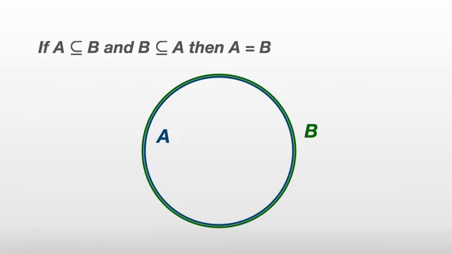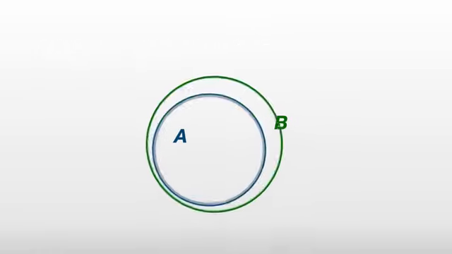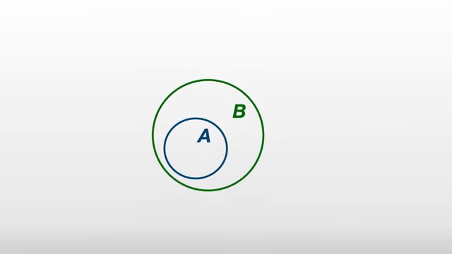We can also take this further to give a different definition of set equality. If A is a subset of B and B is a subset of A, then A is equal to B. This is essentially reframing the earlier definition of set equality, that all the elements in one must also be in the other, but in the language of subsets.